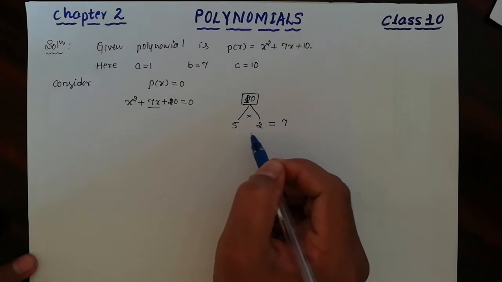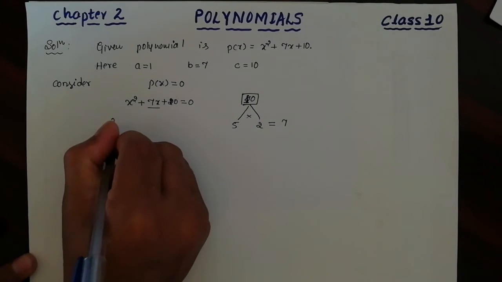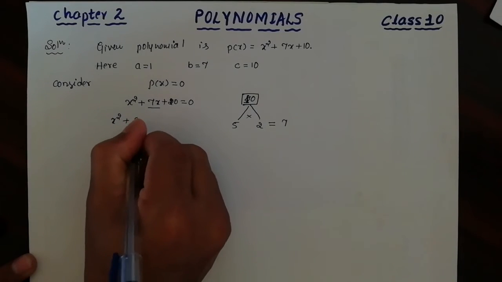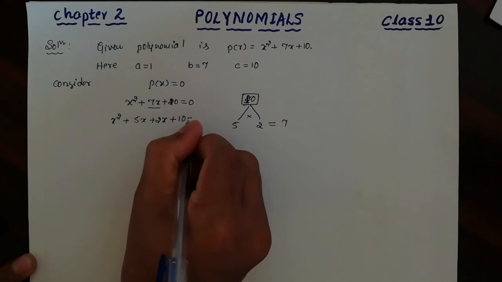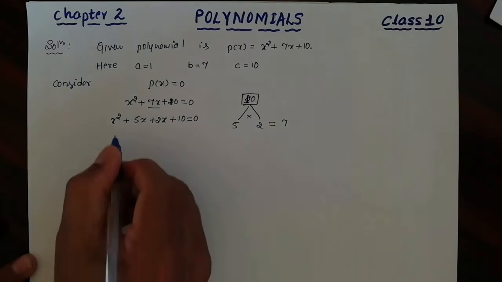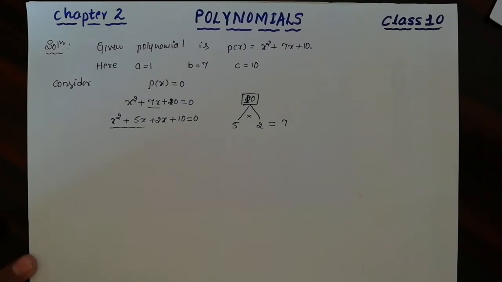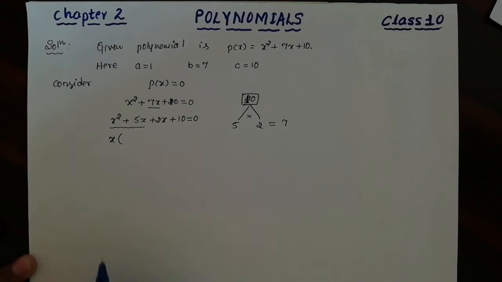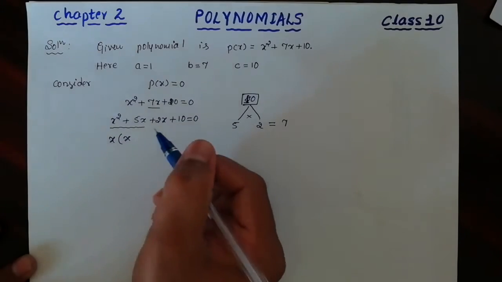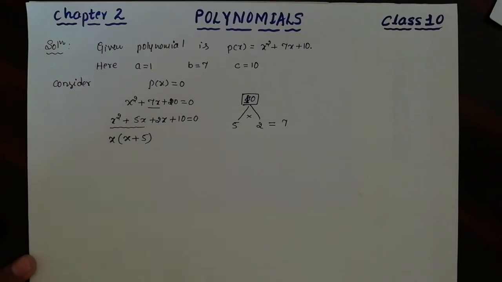By using these two numbers I'm going to split the middle term. So now look here: x square plus 5x plus 2x plus 10 is equal to 0. The next thing is, look at the first two terms. From these two terms you need to take the common term. Just the variable x can be taken as common. What is the remaining? x plus 5. It will become like this.